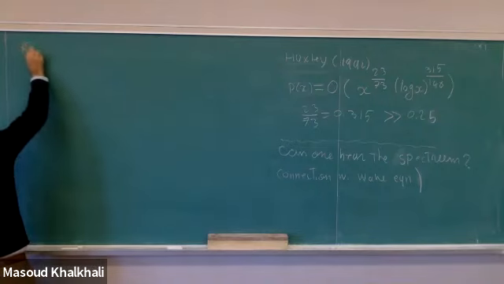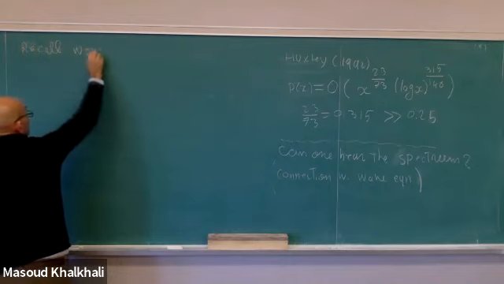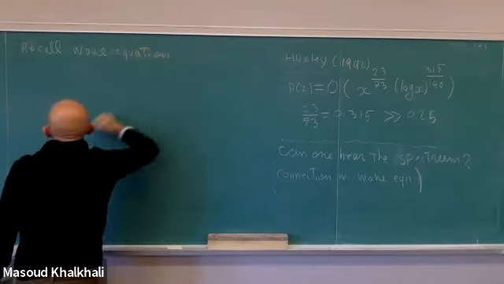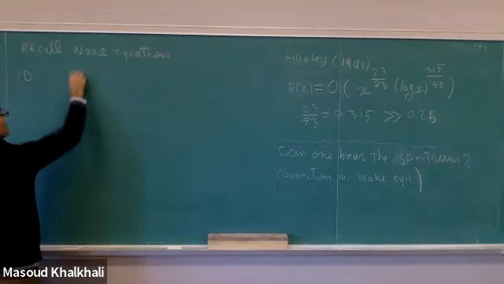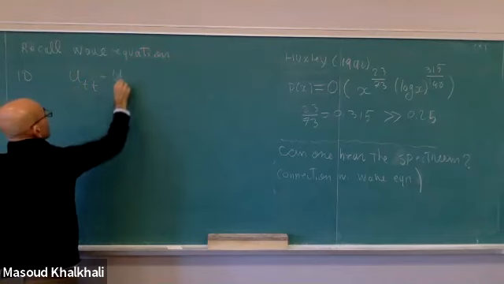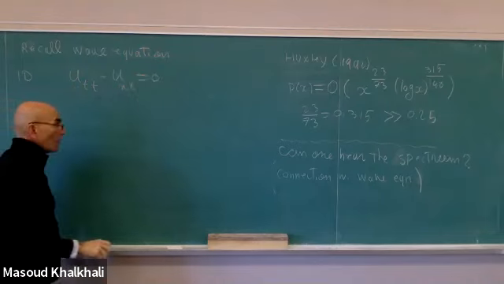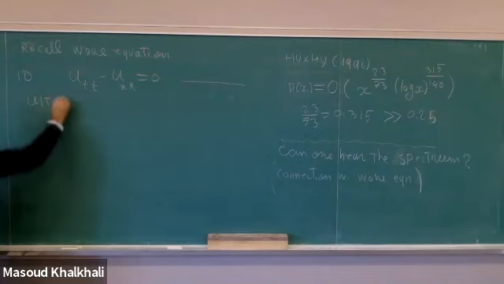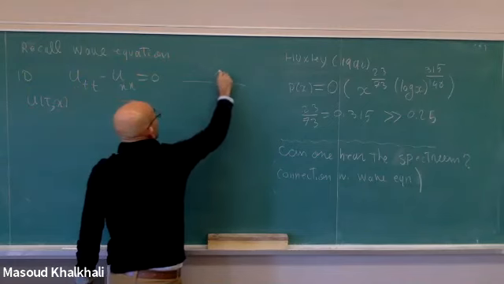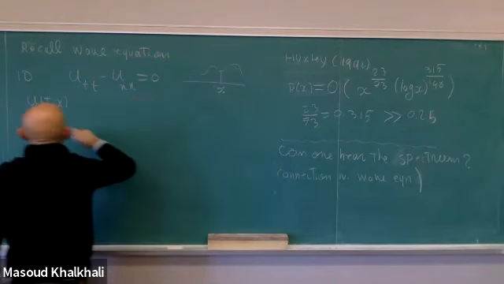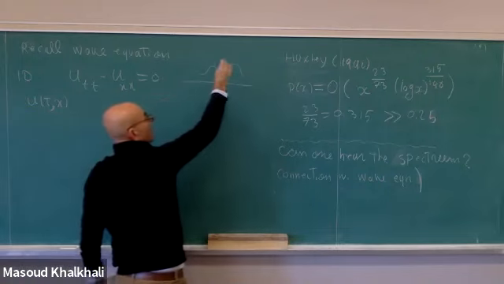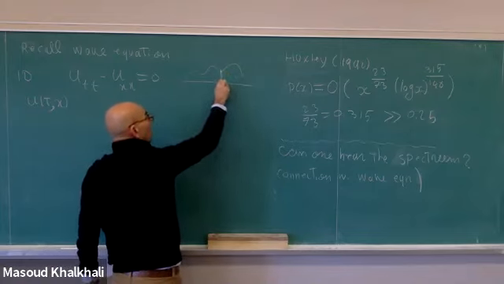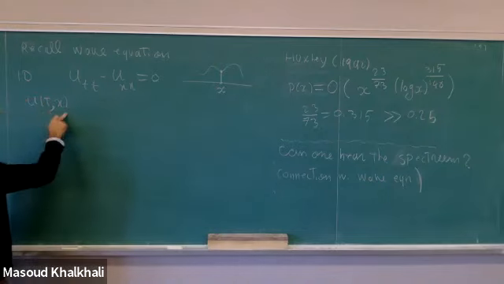So we recall the wave equation. In 1D, the wave equation is u_tt minus u_xx equal to 0. So what is u? u is a function of two variables now. Imagine you have a vibrating string in one dimension, and this is the amplitude of the wave at point x at time t. This is u of t and x, right?